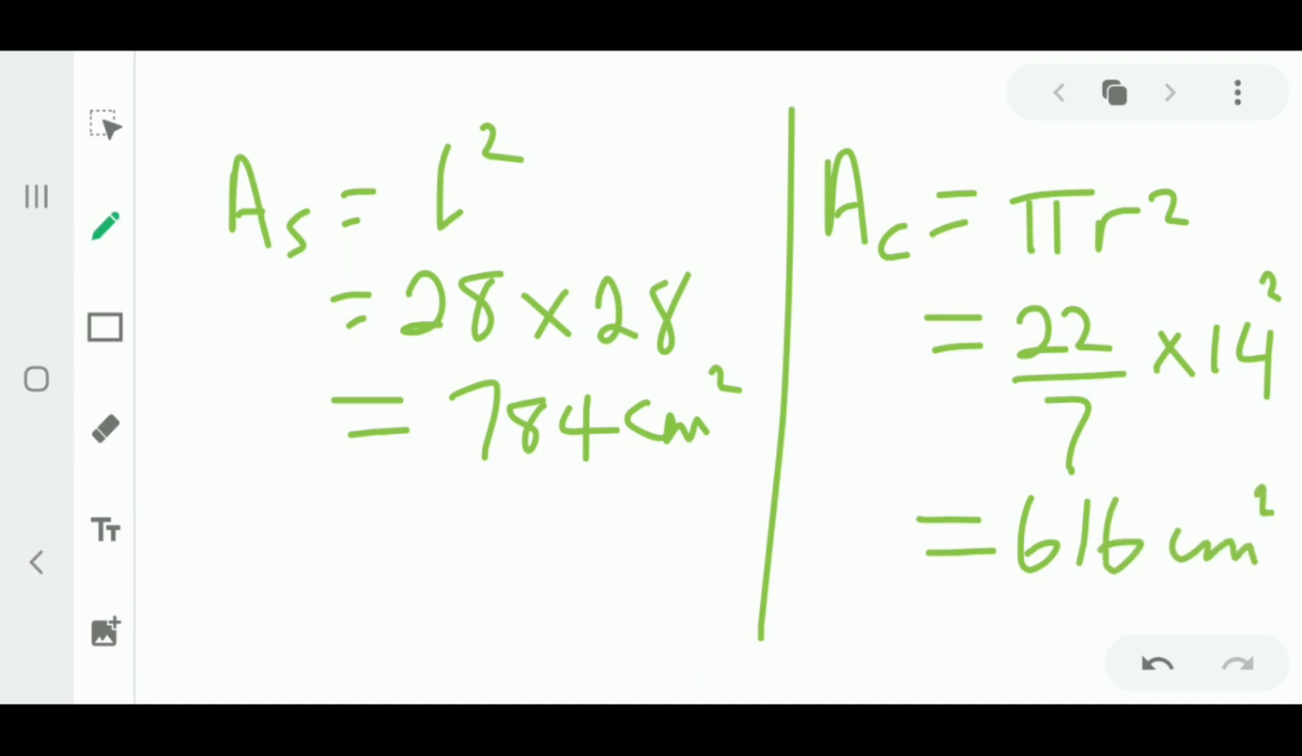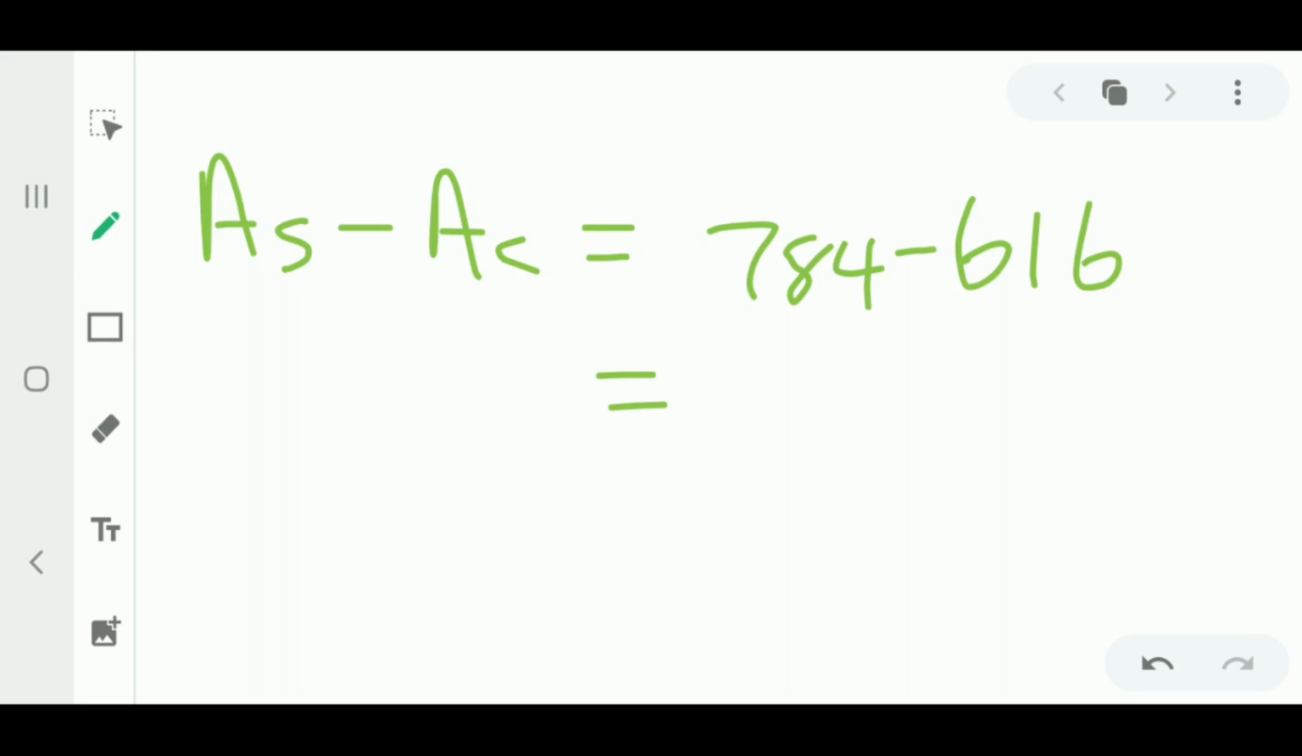Now, we find the area of the shaded part by taking the area of the square, because the square is larger than the circle. So it is area of the square minus area of the circle, which gives 168 centimeters squared.